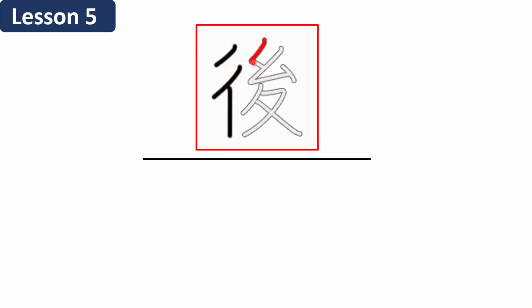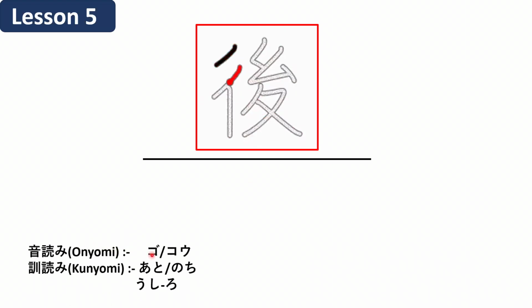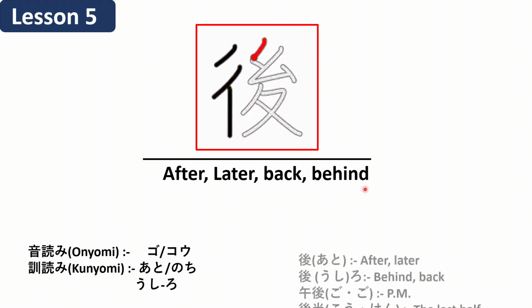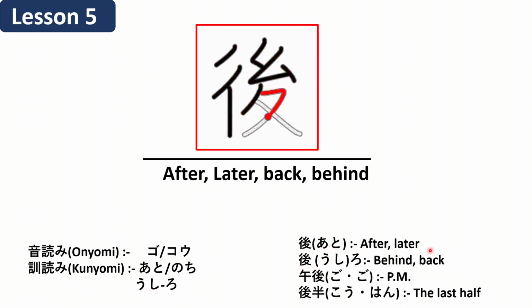Onyomi is go. Kunyomi is ato. Nochi. Ushiro. After. Later. Back. Behind. Ato. After. Later. Ushiro. Behind. Back.